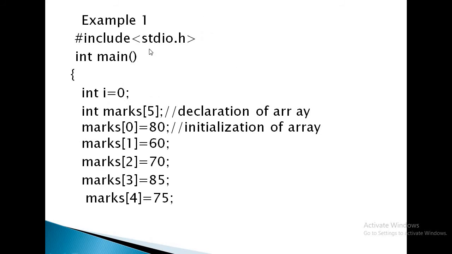Next you can see one example. Include stdio.h, that is standard input output header, int main. Here int i equal to 0, int mark[5]. Here we are declaring the array. The array data type is integer, the array name is mark, and the array size is 5. In the 0th index I am going to assign the mark 80, the first index 60, the second index 70, the third index 85, and the fourth index 75.